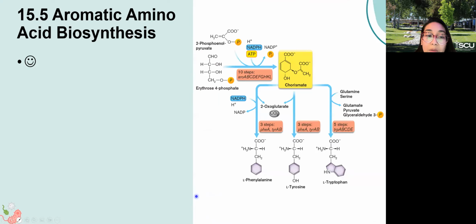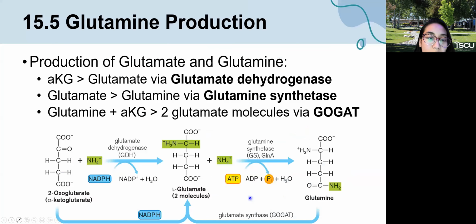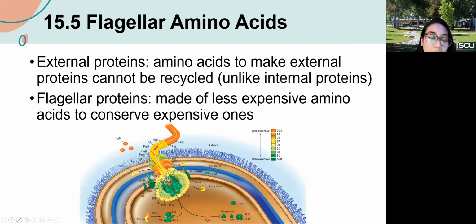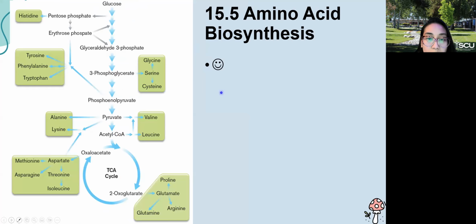And then for the aromatic amino acids, there's, again, a really crazy biosynthesis pathway. For all the ones with the smiley face, because I know it's impossible to know all of them, you really just need to know the beginning. What's the starting compound that will eventually make that? So here in fatty acid biosynthesis, it's acetyl-CoA. For amino acid biosynthesis, like I said, you should just know the main ones: oxaloacetate, alpha-ketoglutarate, pyruvate.